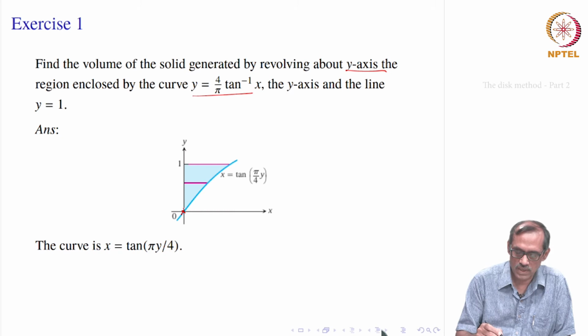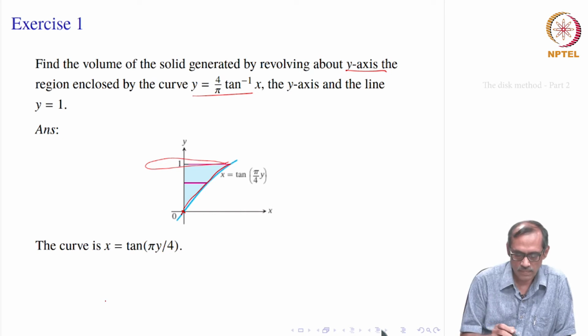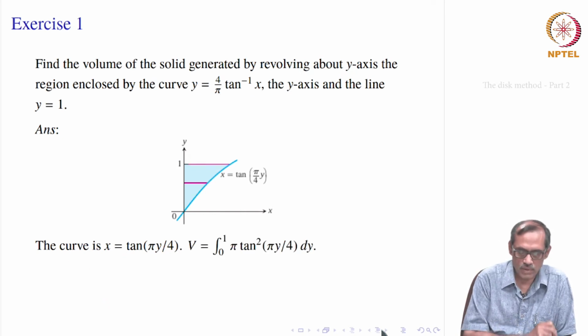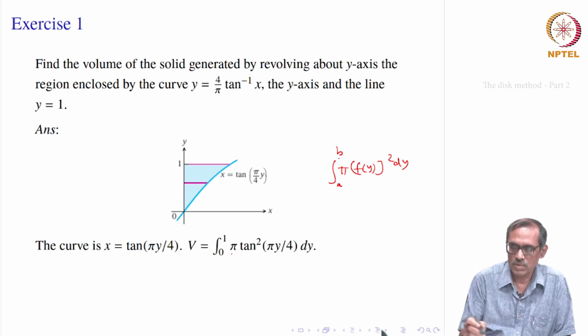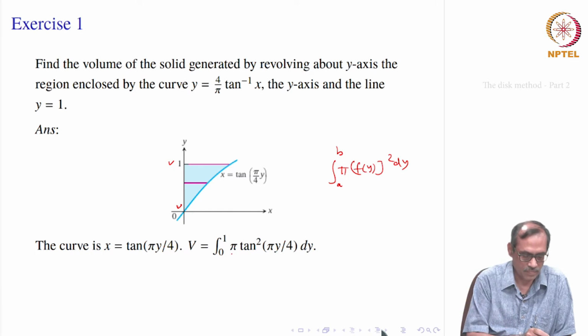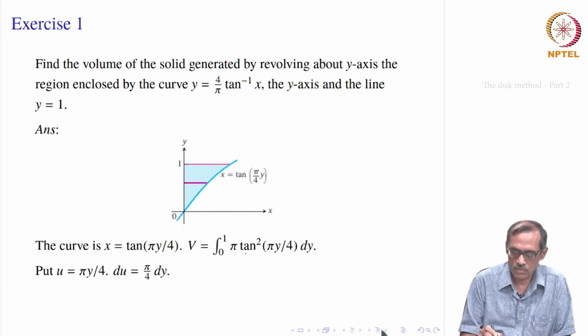Okay. So, this is the region we have found, that region is revolved around the y axis. So, it gets something like this, a cone type, but it is not exactly a cone. So, the curve is x equal to tan pi y by 4 and the volume should be equal to integral 0 to 1 of pi f of y square dy, integrated over the limits for y. So, it is the integral from 0 to 1 on the y axis of pi tan square pi y by 4 dy, fine, and that we have to evaluate now.